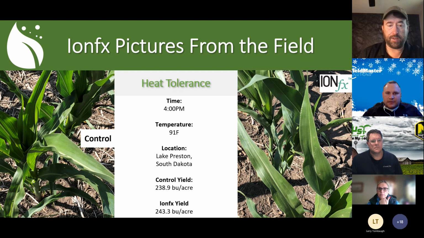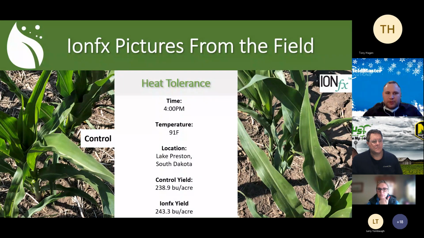Perfect. And here's an example, just real quick. I promised you guys a picture. This is Lake Preston, control on the left, and the next row over was the seed treated. You can see the difference in just how hard the control was pineappling or curling compared to the treated on the right on a hot day in South Dakota.